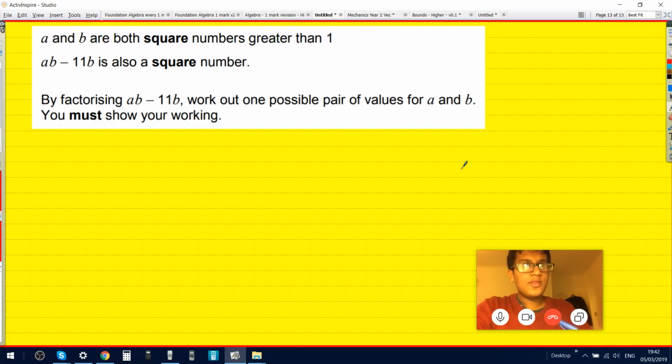I don't know what they're asking though. Oh, just any possible pair of values. Okay, so you could say that 9 and 16. Does that work?